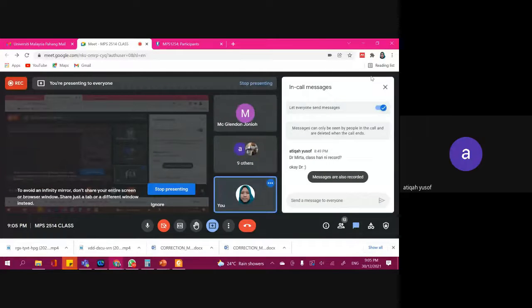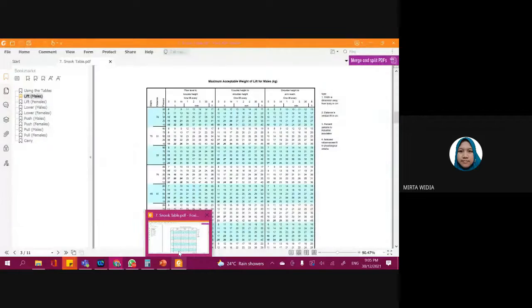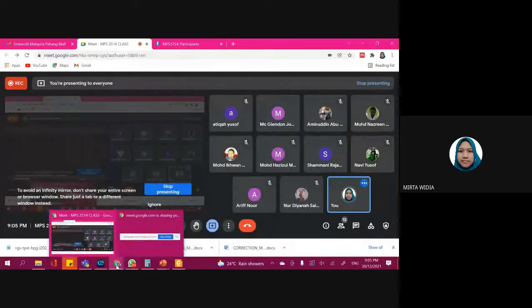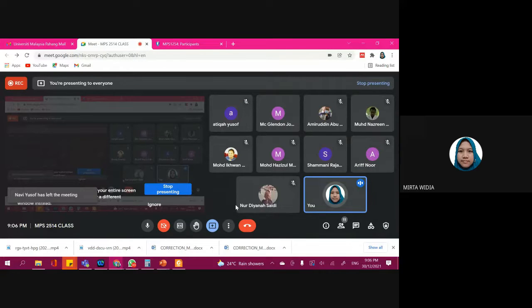So far okay, doktor? Mungkin kena try dulu kot. Nanti lepas kelas ni boleh try ya. Tapi basically for this table is more easier lah. It's easier compared to using the NIOSH lifting equation, banyak calculation kan. Kalau yang ini hanya guna table, tapi memang you need to know all the information, the variables tu.